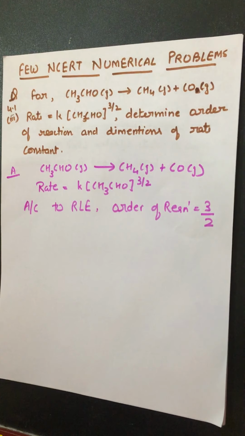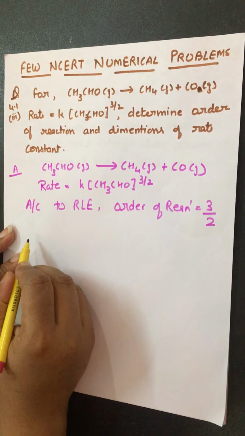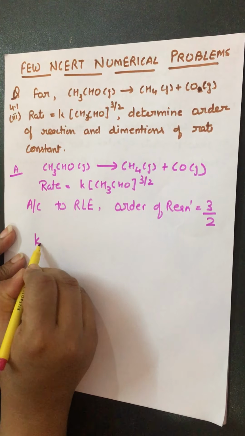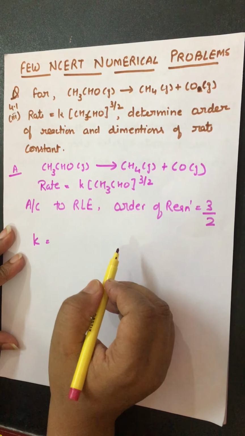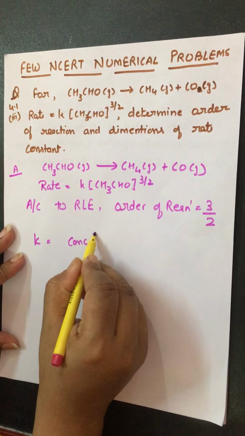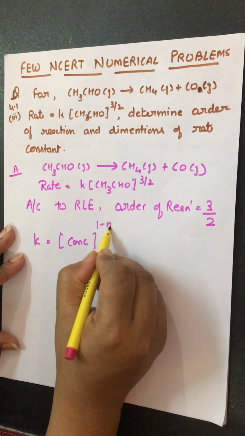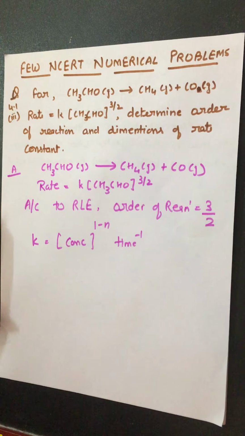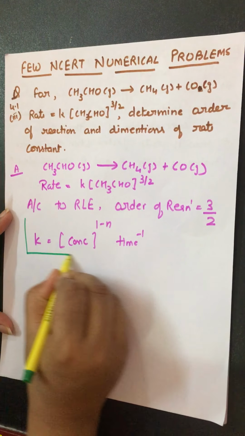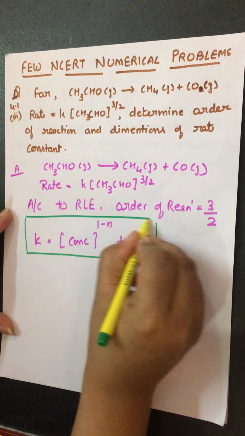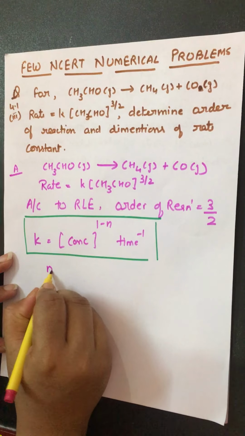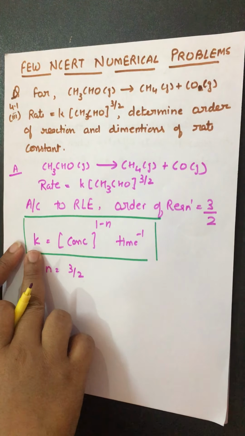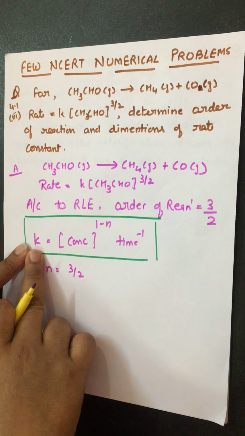Now you have to find out the rate. I tell you the unit of the rate constant. I tell you the formula. If I want to know the unit of the rate constant, K is equal to concentration to the power 1 minus n, time inverse. Do you remember that? It is the formula to find out the unit of the rate constant. Now what is the order? Order is 3/2.